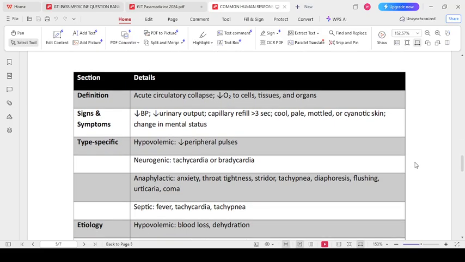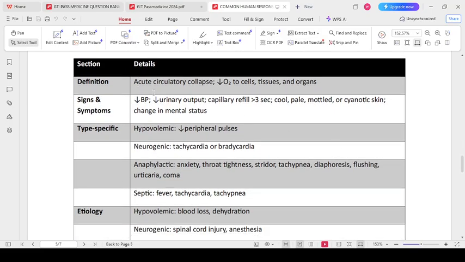Now, shock. Shock is basically acute circulatory collapse, which results in decreased oxygen to the cells, tissues, and organs. Signs and symptoms are decreased blood pressure, decreased urine output, capillary refill more than 3 seconds, cool, pale, mottled, or cyanotic skin. It results in change in mental status.